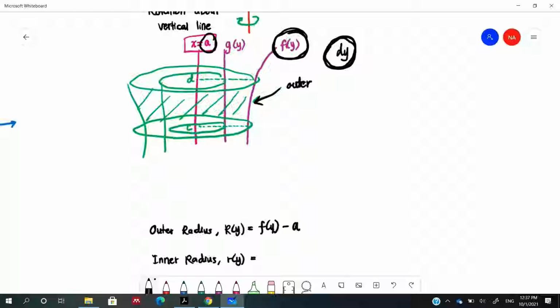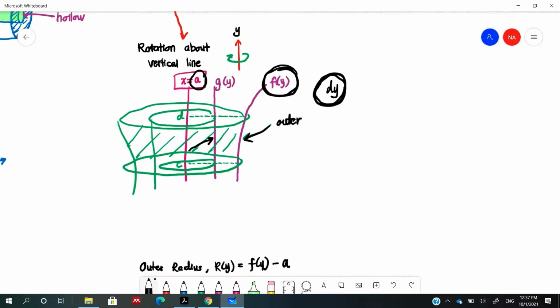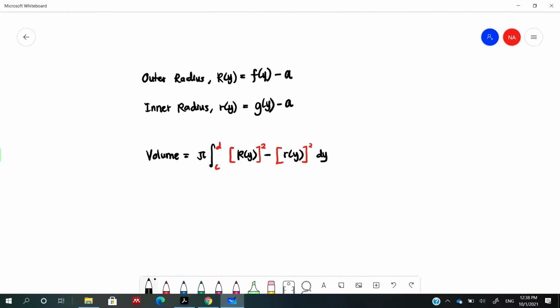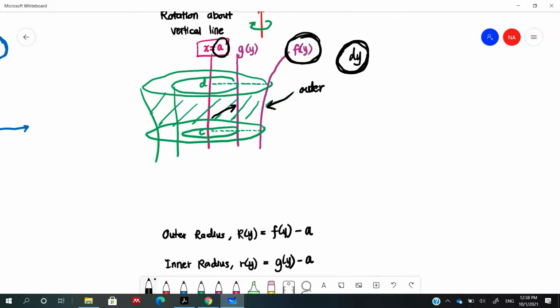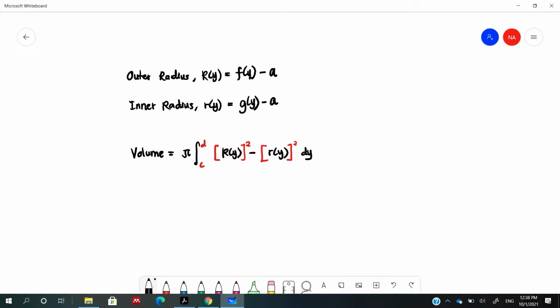So the inner radius is actually this one. This is the inner part, which is given by g(y). We should subtract the axis, which is a. Later when we want to calculate the volume, the formula is pi integrate from c to d, dy, because the solid is generated by revolving the area from c to d. R(y) squared, which is the outer radius, minus r(y) squared, which is the inner radius. We should integrate with respect to y.